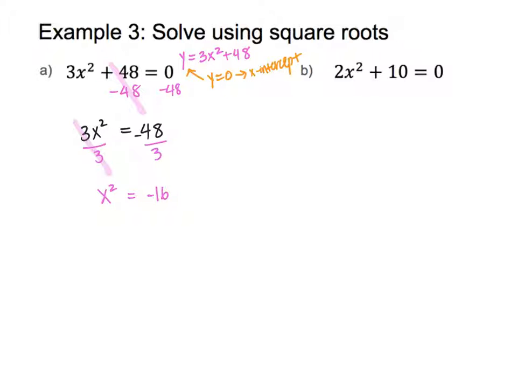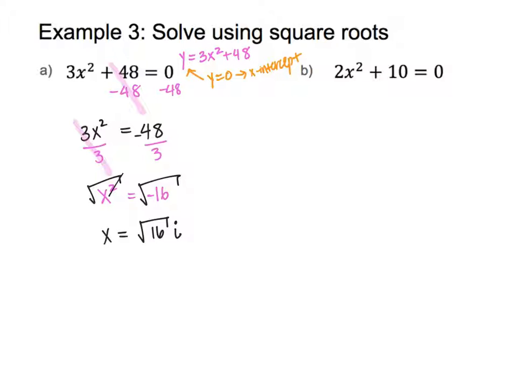negative 16. You might want to check me on that, but I think it's negative 16. And so then I need to take the square root of both sides to get rid of that square on that x. So that cancels out, and that leaves me with just x. But what did we learn yesterday whenever we have a square root of a negative number? Well, anytime I see a negative number, I am going to rewrite the square root as a positive number and then put i next to it. And then from there, I'm going to keep trying to take the square root of that positive number.